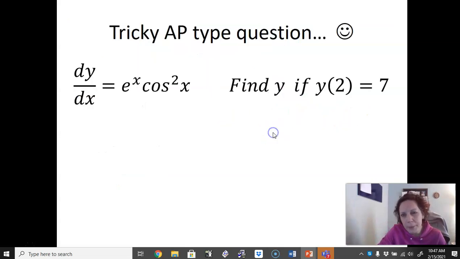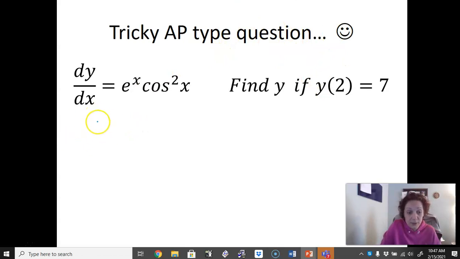Okay, one more way that they get us, these tricky AP questions. They give us a differential equation, and they say find y if y of 2 is equal to 7. Now this looks at a glance like a simple initial value problem, right? Integrate, plug in, find c. No, and here's why.